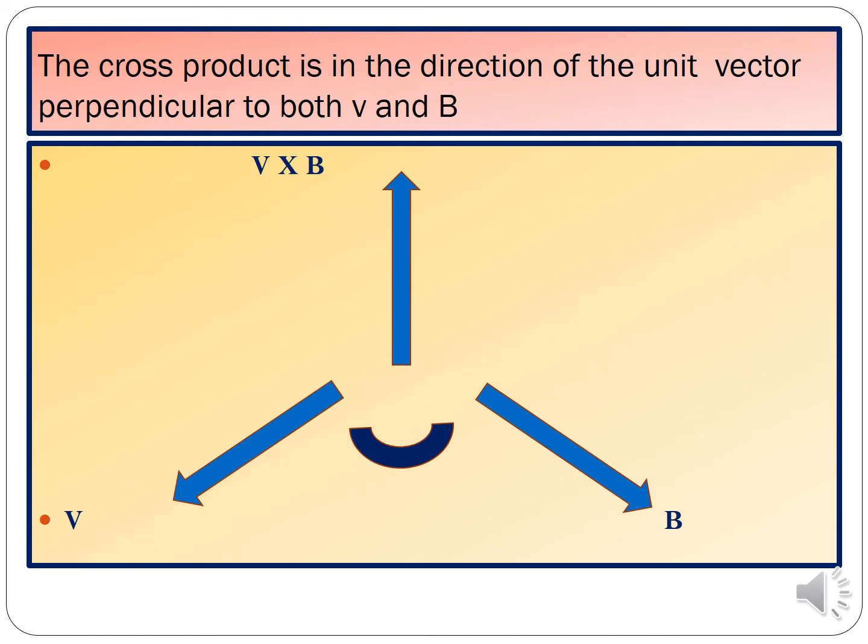Let us consider the consequences of the Lorentz force law. If the velocity v of a charged particle is parallel to the magnetic field B, then the magnetic force becomes zero.